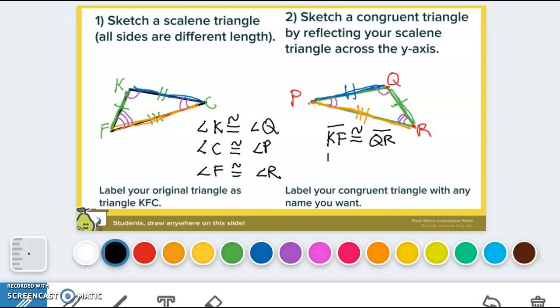Okay, so the next side is KC with a line over to say that this is a line segment, or the side of the triangle, is congruent to, on the right hand side triangle, PQ. Congruent to is the equal sign with a squiggle up and down. And the last yellow side is FC, is congruent to PR with a line over, like so.